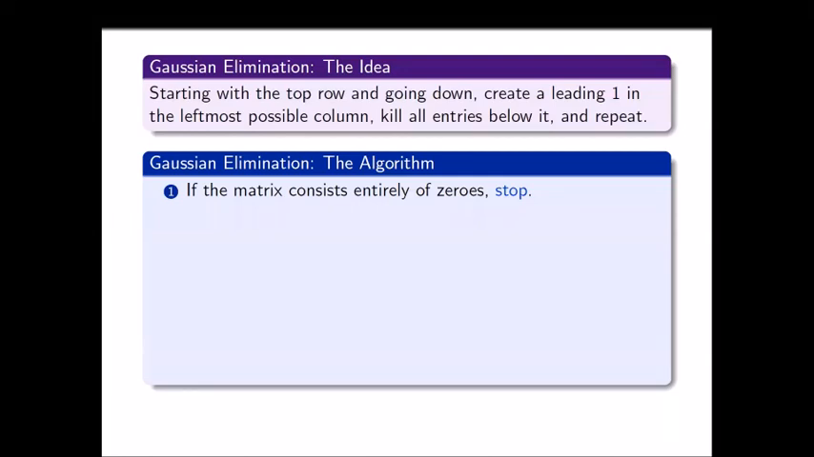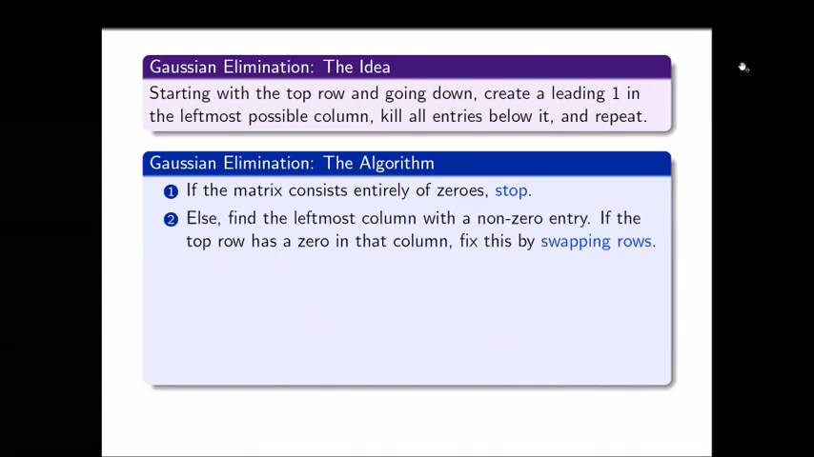If the matrix consists entirely of zeros, stop. This is almost never going to happen. Otherwise, find the leftmost column with a non-zero entry. If the top row has a zero in that column, we can switch rows because that's one of the elementary operations, and we can fix this.